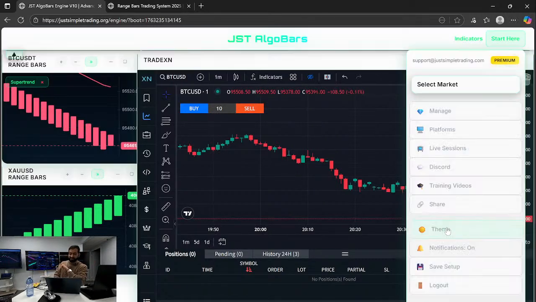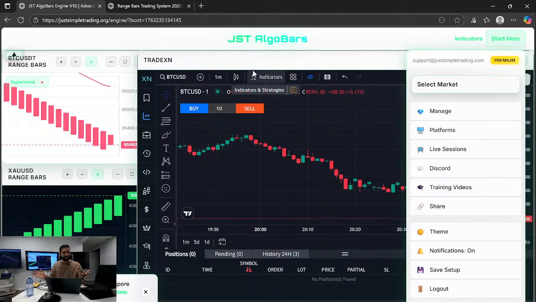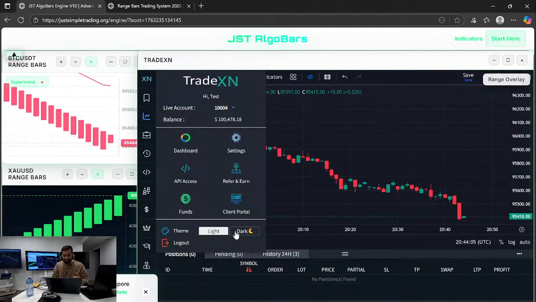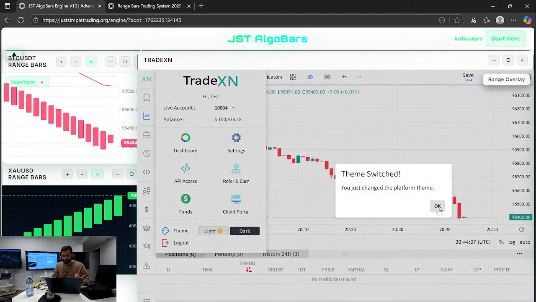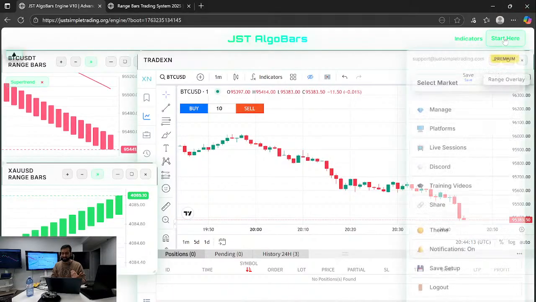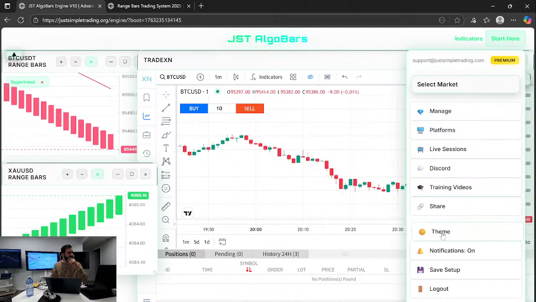If you click theme, you can turn it to light mode. Okay. So you can have a light mode. You can make it light. Boom. So now it's all light mode. So you can have it like that, or you can have the dark mode. You can see both actually, live mode plus the range bar that we have. Yeah, it works. Exactly. Some people like the white background, some people like the dark background.